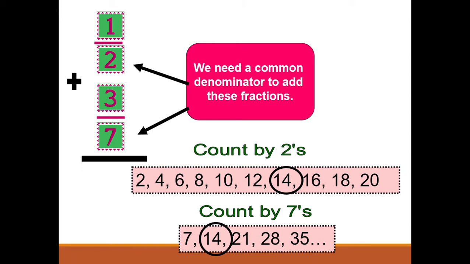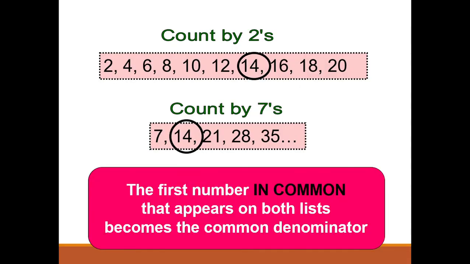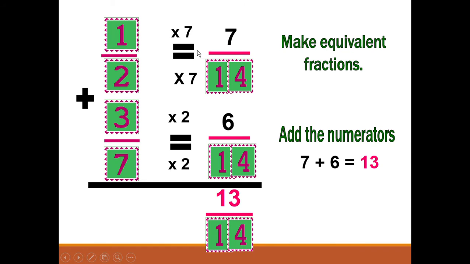Okay, so, try natin gamitin ng 14. Nakita mo yan, ha? The first number in common that appears on both lists becomes the common denominator. Kasi ito yung unang nakita mong parehas. So, 14 divided by 2 is 7, times 1, kaya ito ay 7. Tapos yung 14 divided by 7 is 2, di ba?